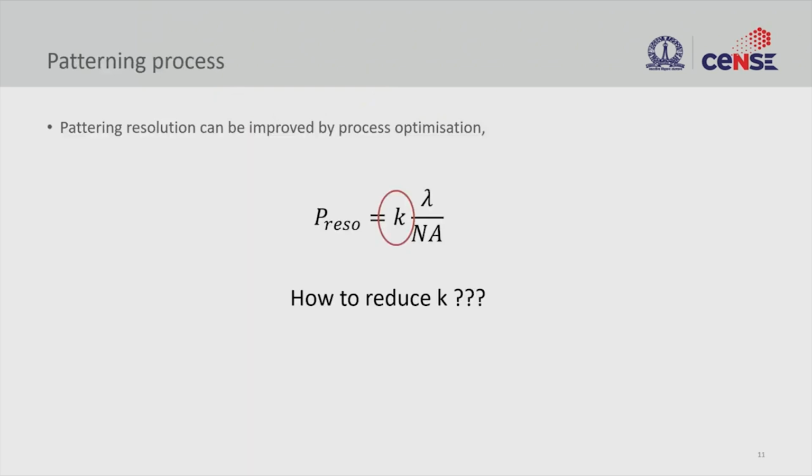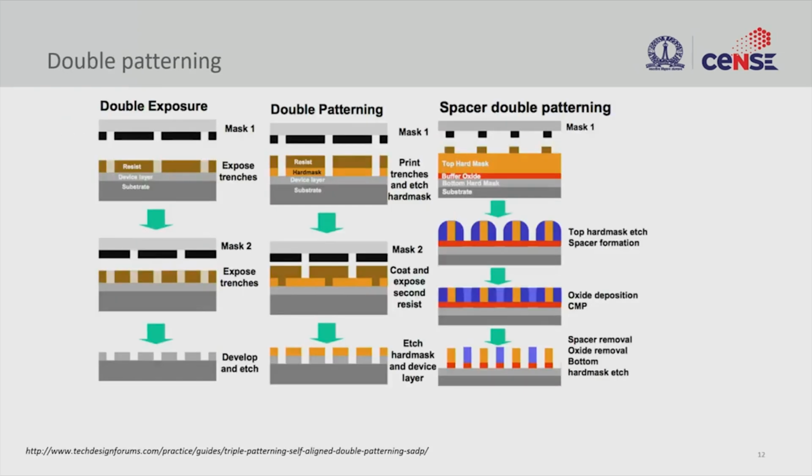Now we have seen both lambda and NA modification, and there is one more factor that can help us in improving the resolution, that is k. As we saw earlier, k represents process optimization and process parameters. So if you reduce your k, you can also improve your resolution. So how do we do that? Let's look at that.